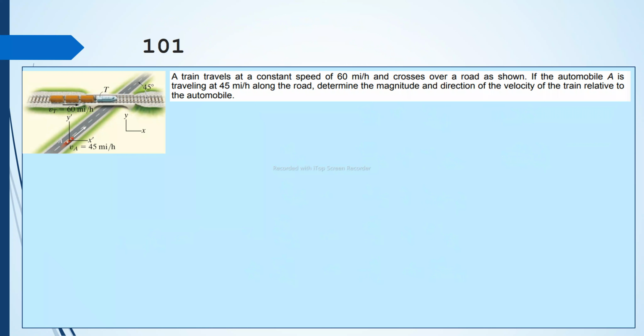We have here a train traveling at a constant speed of 60 miles per hour and crosses over a road as shown. If the automobile A is traveling at 45 miles per hour along the road, determine the magnitude and the direction of the velocity of the train relative to the automobile. So, ito na yung sulat. We have the velocity of the train, which is equal to 60 miles per hour. We also have the velocity of the automobile, which is equal to 45 miles per hour.